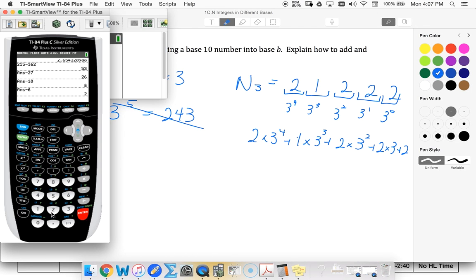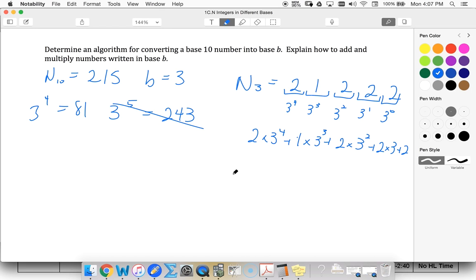Let's check it out. 2 times 3 to the 4th, and this time I'll get out of the exponent, is 162, plus 27, plus 2 times 9 is 18, plus 6, plus 2. All right, there's my 215. So that's one method that we can do.